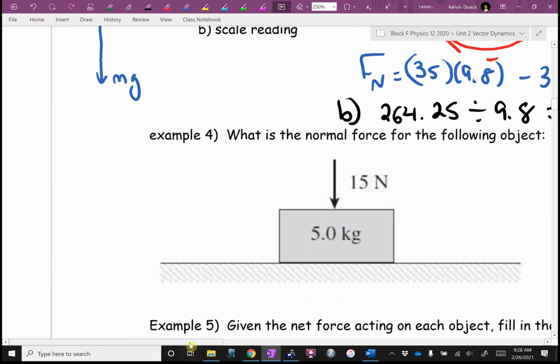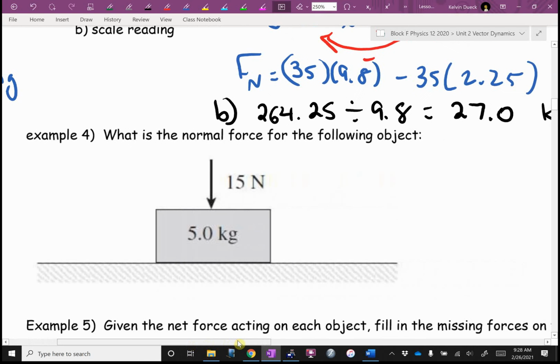Example 4 says, what is the normal force for the following object? Again, there is no formula on your formula sheet that says Fn equals something. You have to figure it out from a free body diagram. So this is a job for a free body diagram. Although, did they give me a picture?